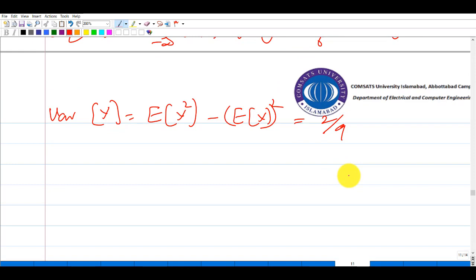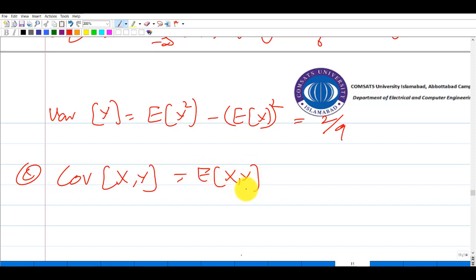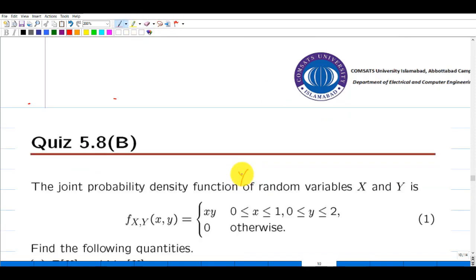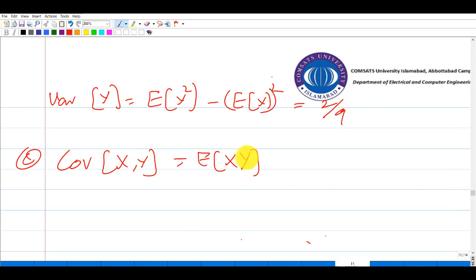Now we need to find the correlation. We need to find the covariance of x and y. C part is covariance of xy. As we know, covariance of xy is equal to the expected value of xy, which is the correlation, minus mu x mu y. So we have mu x and mu y, and we need to calculate the expected value of xy.